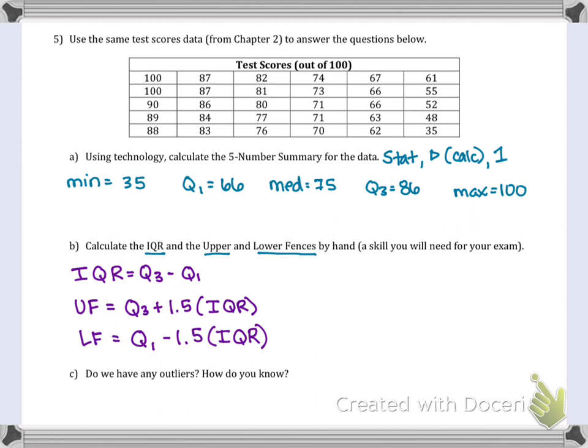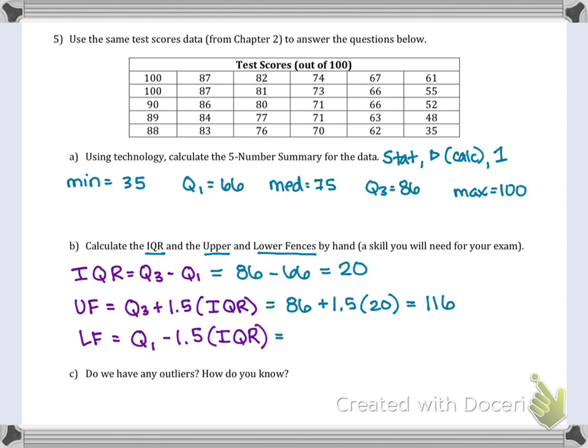So first we're starting with the IQR. That would be Q3, 86, minus Q1, 66, which gives us an IQR of 20. So then we want to find our upper fence. Our upper fence starts at the third quartile. So we would take 86 and we would add 1.5 times 20. And if you put that in your calculator exactly as I have it written right here, then you should get the same answer as me. So if you need to, go ahead and pause, but I got 116.